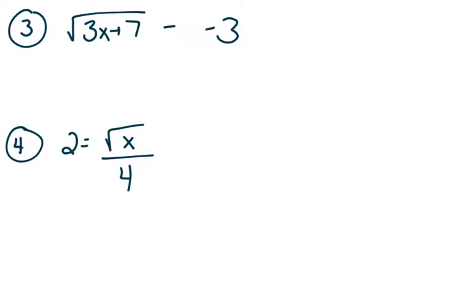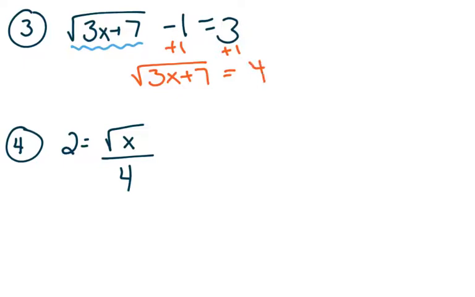Example number 3. We have the square root of 3x plus 7, minus 1, is equal to 3. Oop, there's supposed to be a minus 1 right there. So this is similar to the last example we just did. We need this piece by itself first before we can square everything. So that means I need to get rid of this minus 1. So I'm going to add 1. Add 1. That would give me the square root of 3x plus 7, all equals 4.